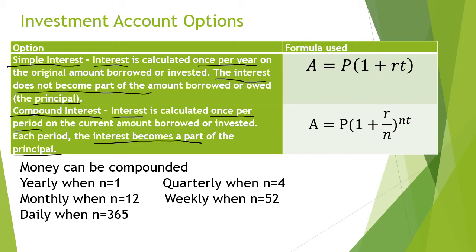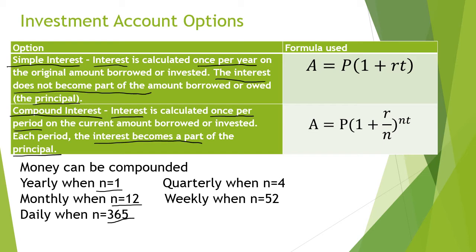So the periods. When the money is compounded yearly, that's when N is equal to 1 because we have one per period. And sometimes the money is compounded monthly. That's the period per month, and the N in this case is 12 because we have 12 months in a year. The period sometimes can be daily, which means every single day. So in this case, N is equal to 365 because we have 365 days per year.